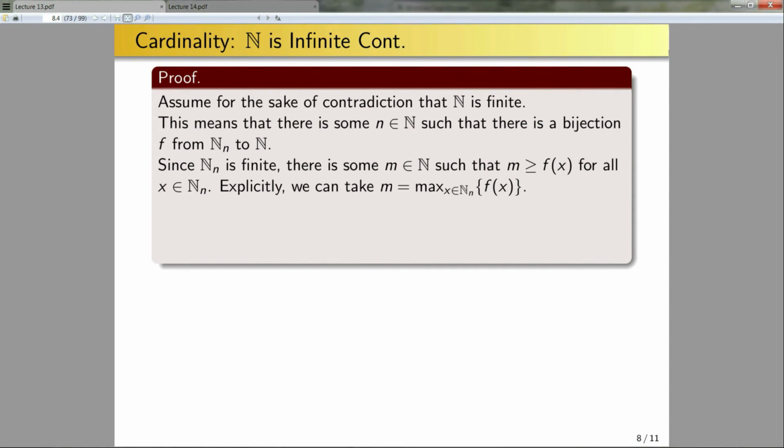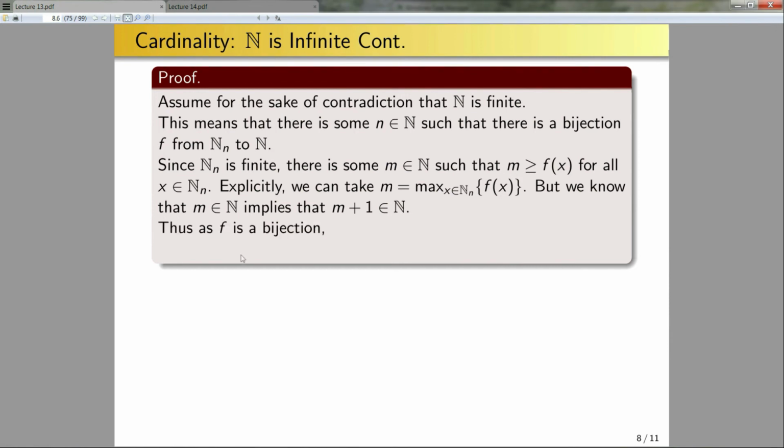Now that we have this bound m, let's do something with it. m is an element of N, right? So since m is an element of N, so is m plus 1. That comes directly from the definition of natural numbers, if you will, or we just know this is a fact of natural numbers. So what does this tell me?